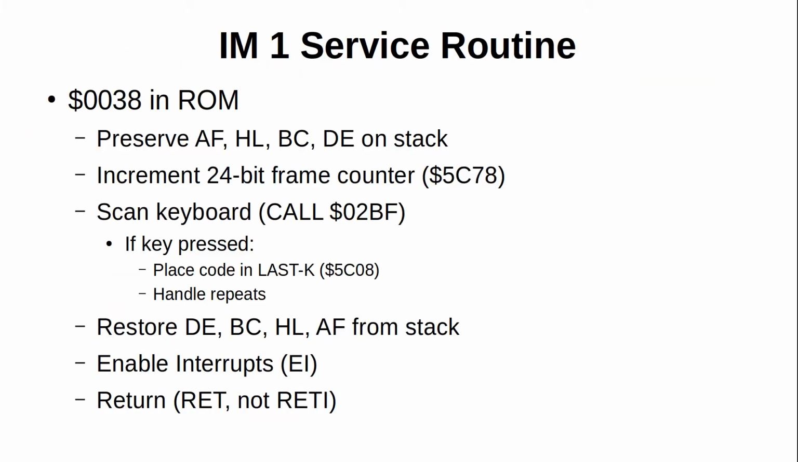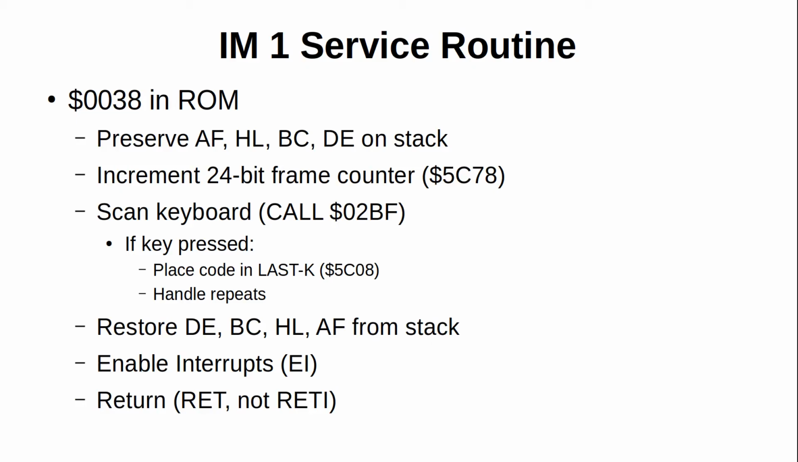Speaking of the ROM, let's take a look at the maskable interrupt routine for IM1 at hex address 38. It nicely preserves AF, HL, BC, and DE on the stack, but not the alternate or index registers. It then increments a 24-bit frame counter at hex 5C78, so every 20 milliseconds it ticks up until it rolls over. A 24-bit counter means that it will run for over 93 hours until that happens, so it's fairly safe to assume that you won't see it happen during the run of your program.